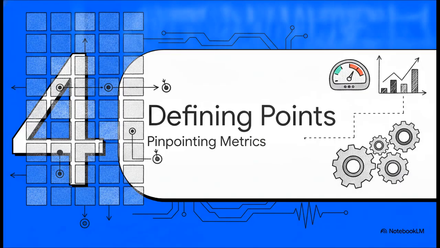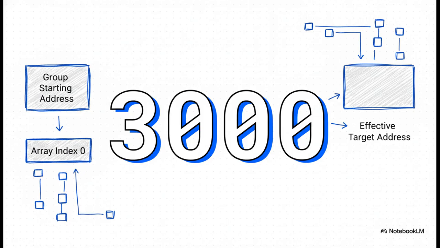Section 4. Defining Modbus points. So to pull our very first metric, which is current A, we're going to use some simple offset math. Think of it kind of like finding a specific folder inside a giant filing cabinet drawer. We take our group starting address of 3000 and add an array index of 0. This gives us an effective target address of exactly 3000. The system actually uses this index to easily step through that giant block of 100 registers we just created.